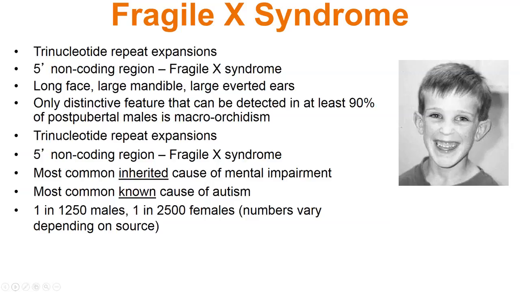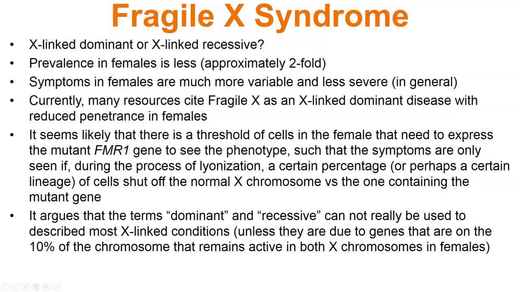And like I said, I would like you to know that because I'm afraid, even though I believe over time they're going to reclassify this, you might be asked a question whether Fragile X is X-linked dominant or recessive. Most sources you would look at would call it X-linked dominant. I'm going to argue that really you shouldn't call it dominant or recessive. But, so is it dominant or recessive?